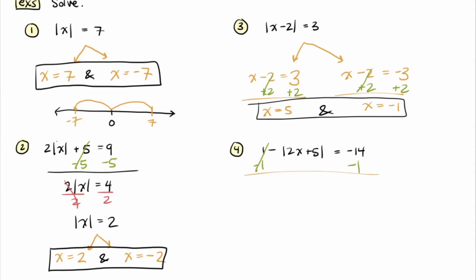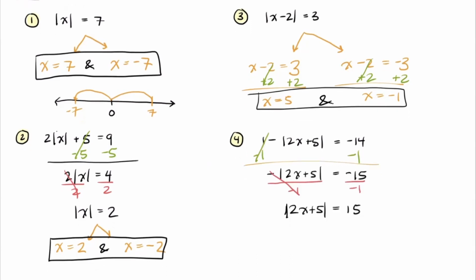That will give us negative absolute value of 2x plus 5 equals -15. And I do have to truly isolate the absolute value. So to get rid of that negative in the front, we'll divide by -1. So that gives us the absolute value of 2x plus 5 equals positive 15.